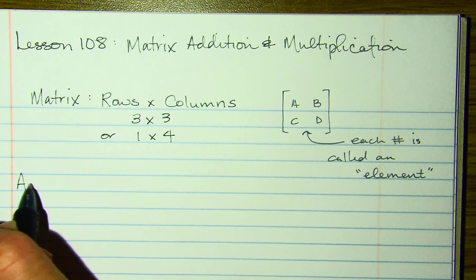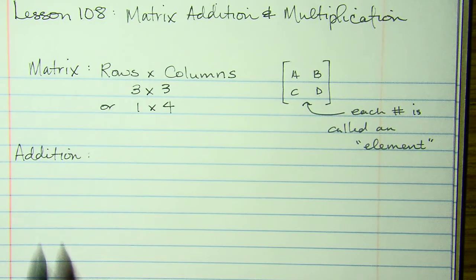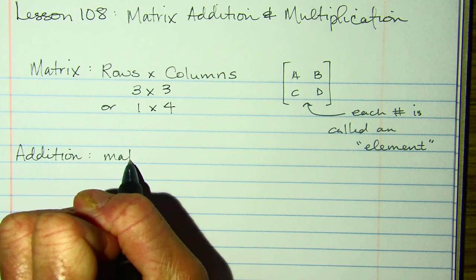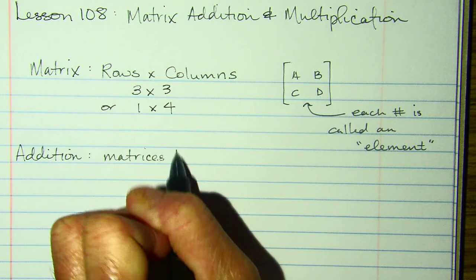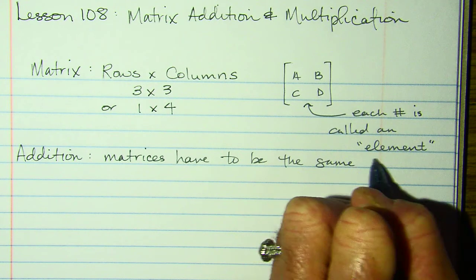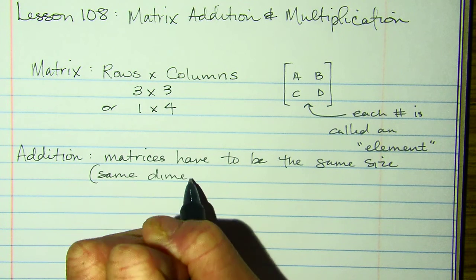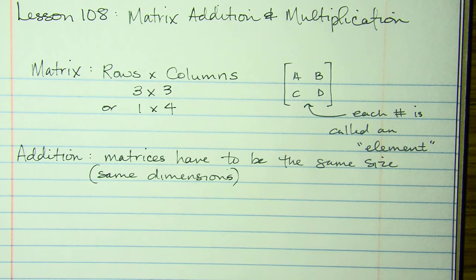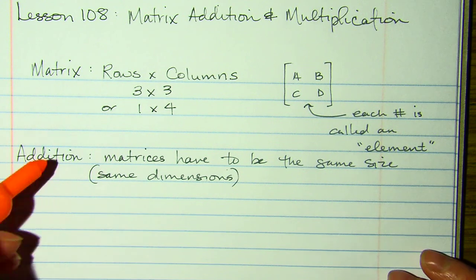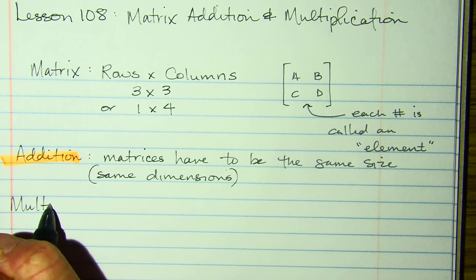So we're going to go over two things. How to add, so addition. In order to add two matrices, the matrices have to be the same size, and by that I mean they have to have the same dimensions. So you can only add a 3 by 3 plus a 3 by 3. They have to be the exact same size, look the same, and so on. And then there's two kinds of multiplication we're going to go over, but we'll just start with regular multiplication.